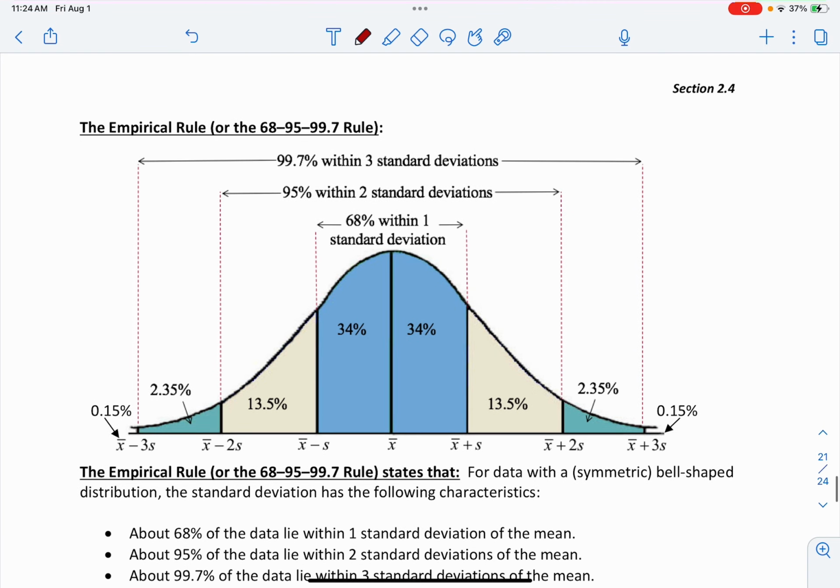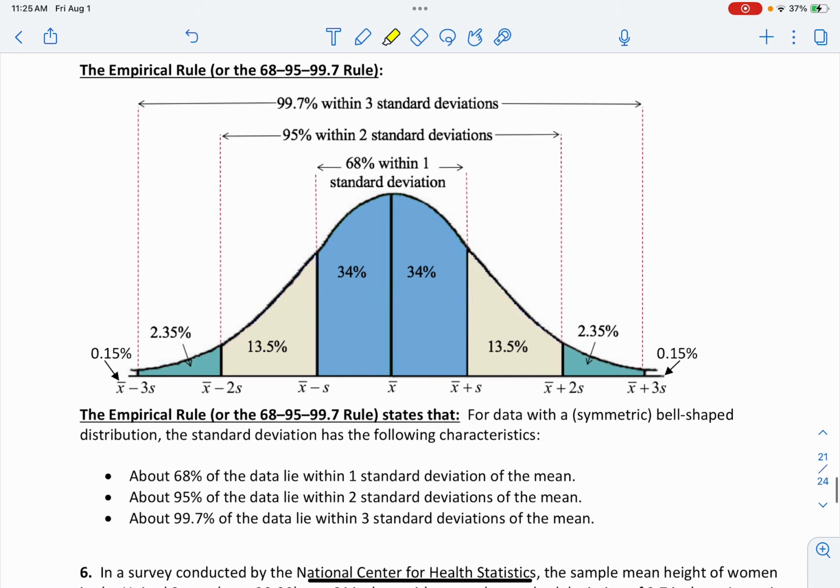The final thing is called the empirical rule. The empirical rule is only good for bell-shaped symmetric distributions, which turns out a lot of real-world data follows. So if you have a bell-shaped symmetric distribution, there's some properties that relate to standard deviation, and they're listed here in the bullet points. About 68% of the data lie within 1 standard deviation of the mean.